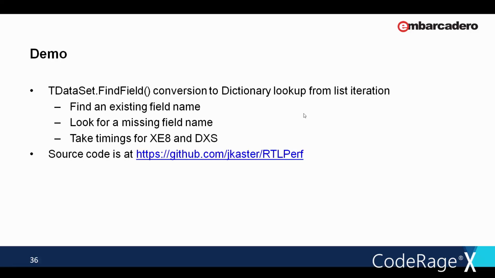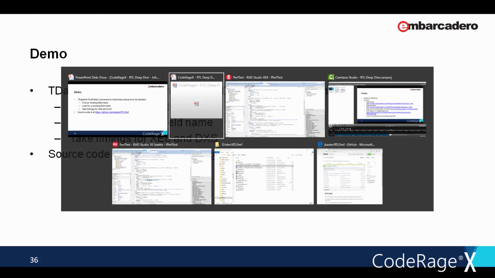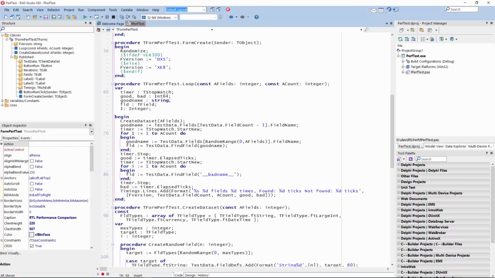All right, let's run a quick, simple demo to show one of the performance improvements that you'll have if you have any database applications that use TDataSet FindField, the conversion to dictionary lookup from a list iteration. This code finds an existing field name, looks for a missing field name, and takes the timings for XE8 and Delphi 10 Seattle. The source code is at the link you see here on GitHub. So let's take a look at it in XE8 first.